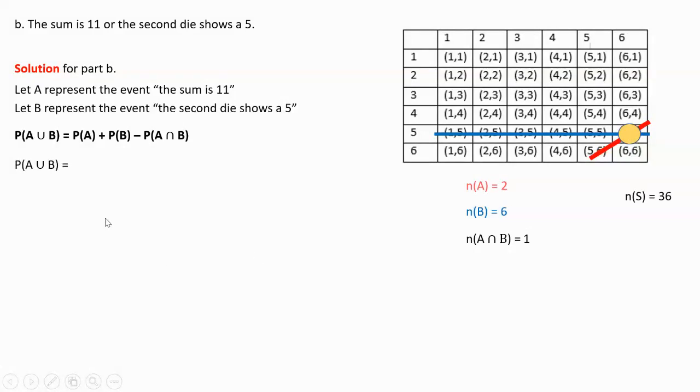Let's put it into the formula. So it's going to be 2 over 36 plus 6 over 36 minus 1 over 36. The answer will be 7 over 36, which is my solution. That's how you work these types of problems.